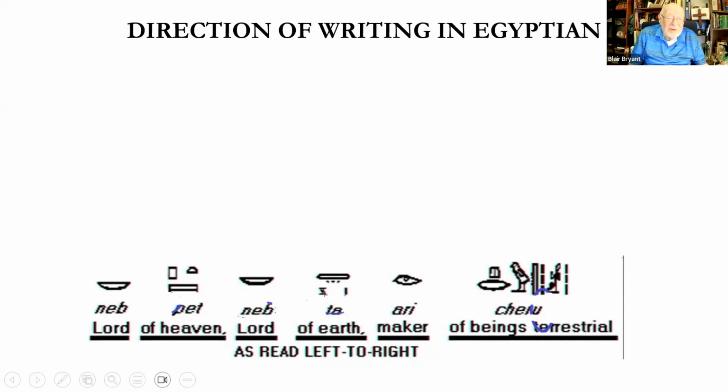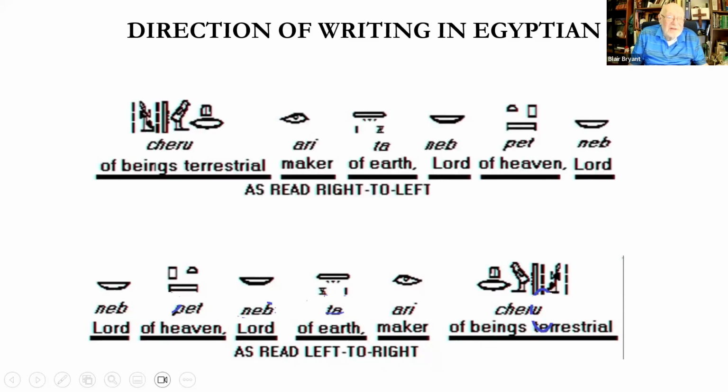Now, I'm going to change this so that you can see that right to left is the same. Now, this time we start with Lord of heaven, Lord of earth, maker of beings terrestrial. So that's reading right to left. And this is the way that it would have been done by the Egyptians. This is how you find it in the textbook because they've made it so we can read left to right.